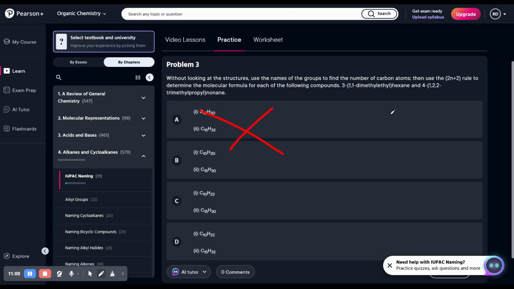Okay, so now let's move on to the trimethyl propyl nonane. Nonane we know has 9, so we'll just put 9 there. And then a propyl has 3, methyl, ethyl, propyl. And we have a trimethyl. That is 3 of its own.